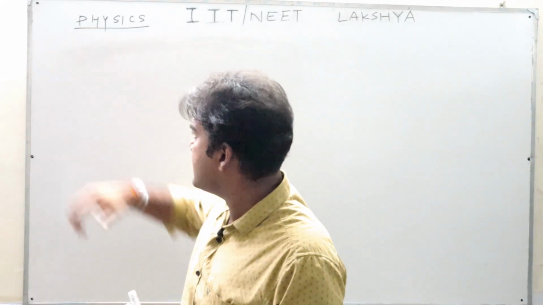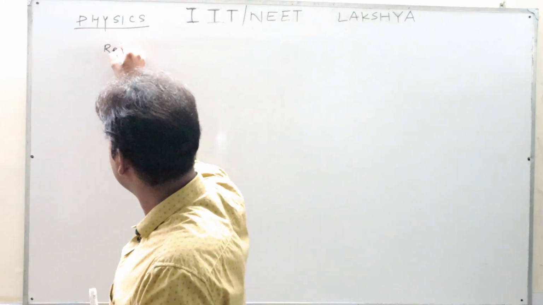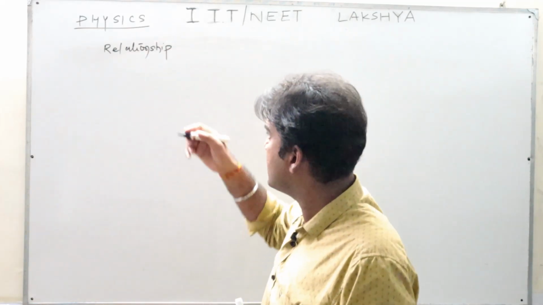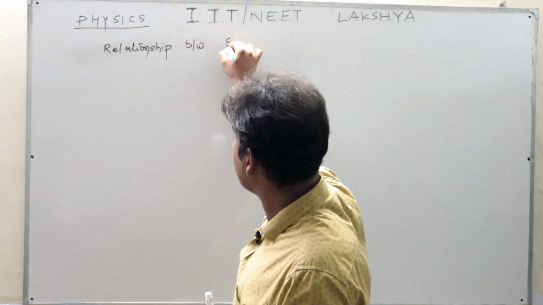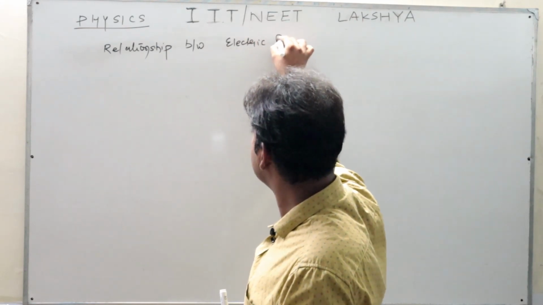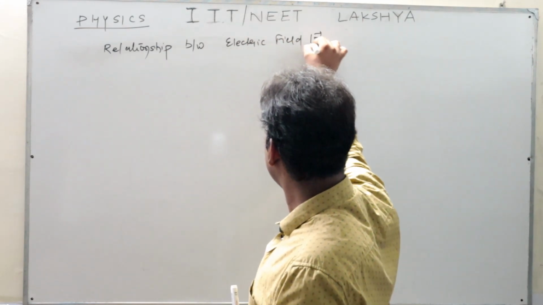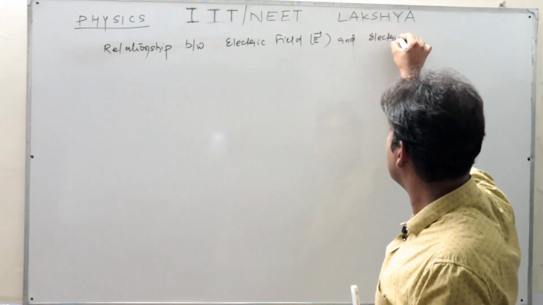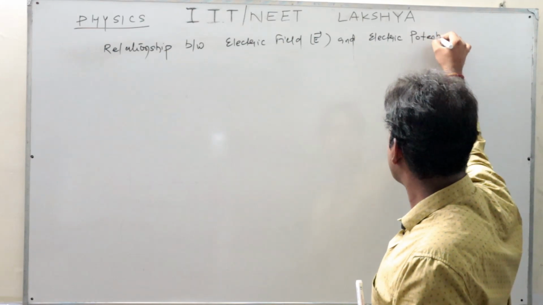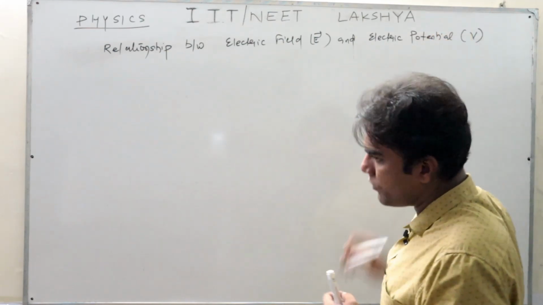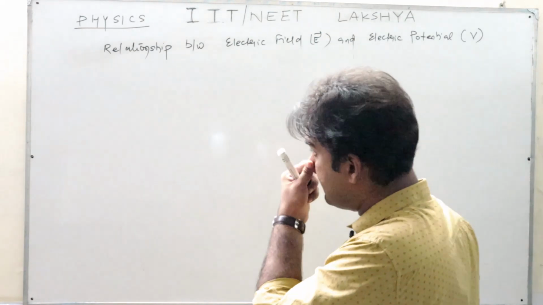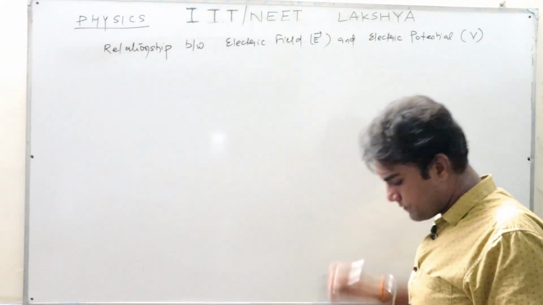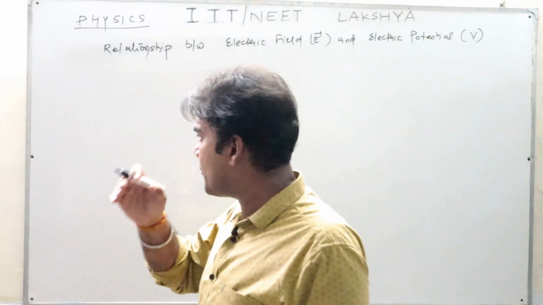So we are continuing with physics, and we have to see the relationship, in fact we will derive this relationship, between electric field, which you know is a vector quantity, and electric potential. And electric potential, as you know, is a scalar quantity denoted as V. So if we see carefully, what we can do here is note some important points.